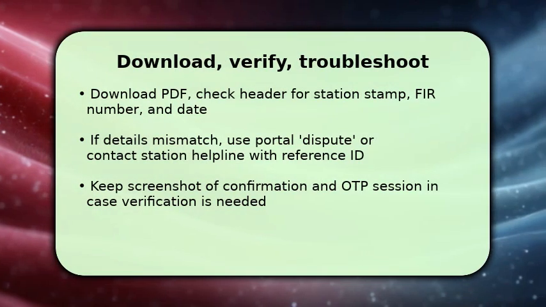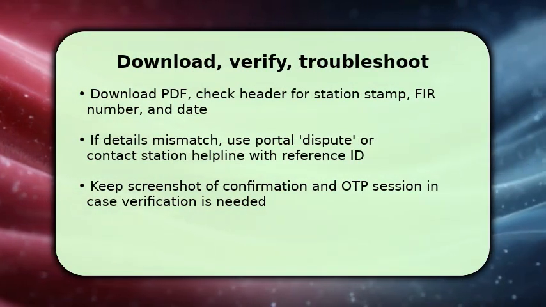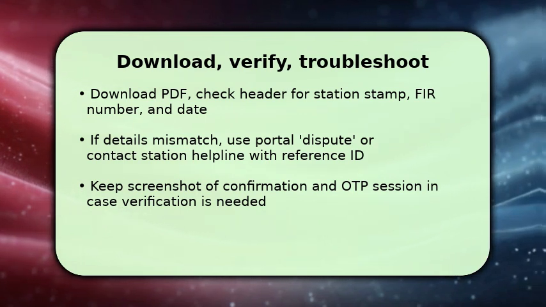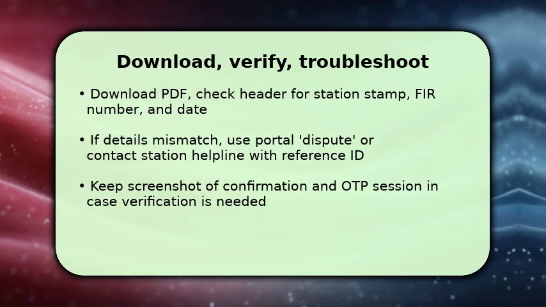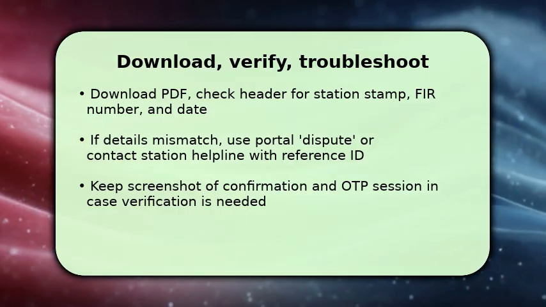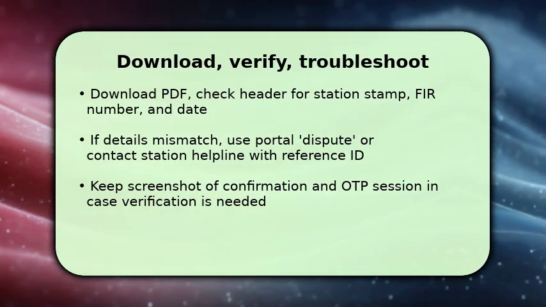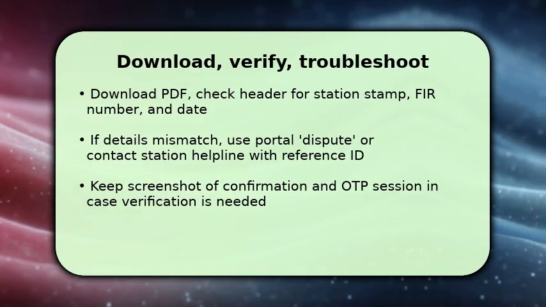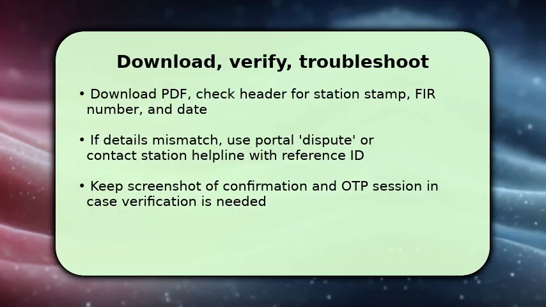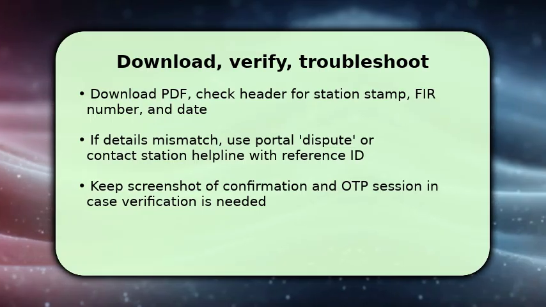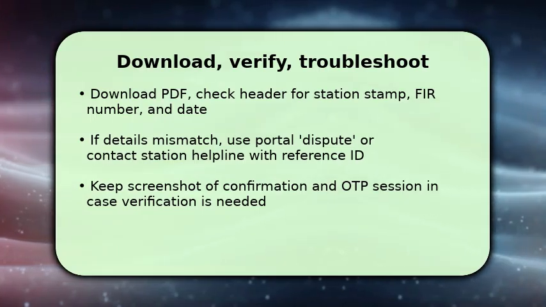You finish by downloading the FIR copy as a PDF and verifying the header shows the station stamp, FIR number, and date. These confirm authenticity. If anything mismatches, immediately use the portal dispute option or call the station helpline quoting the download reference ID. This triggers correction. If download fails, retry after clearing cache or try a different browser, and keep screenshots of submission and OTP screens as proof when following up.